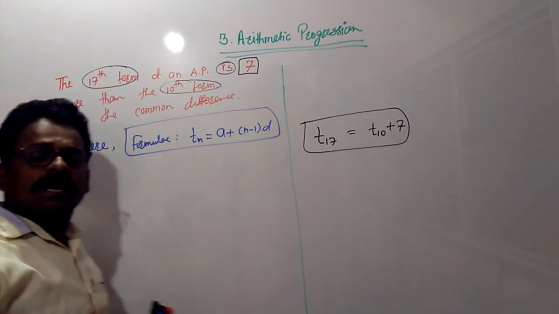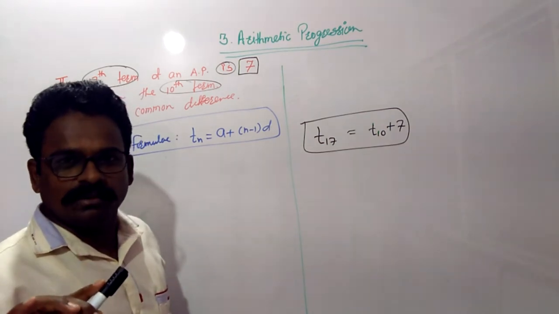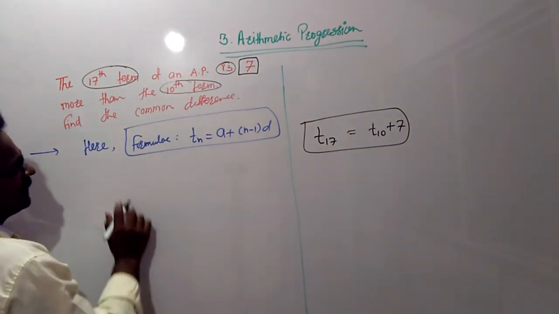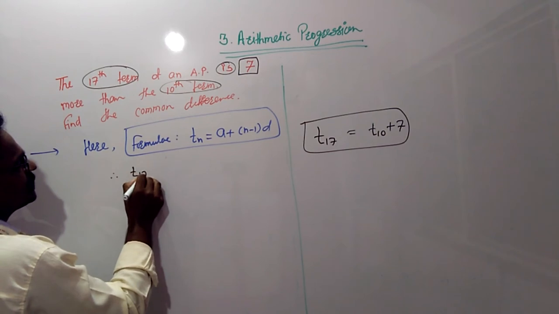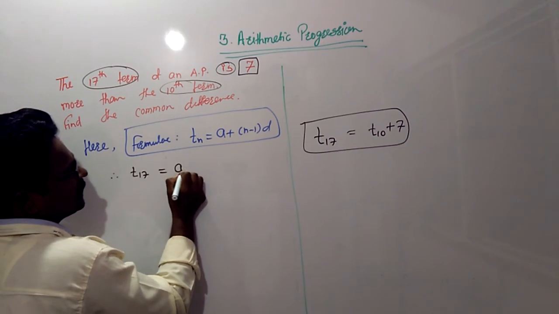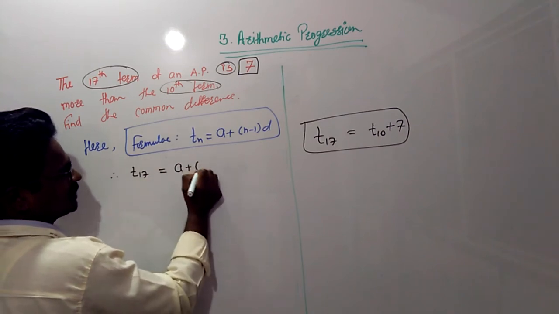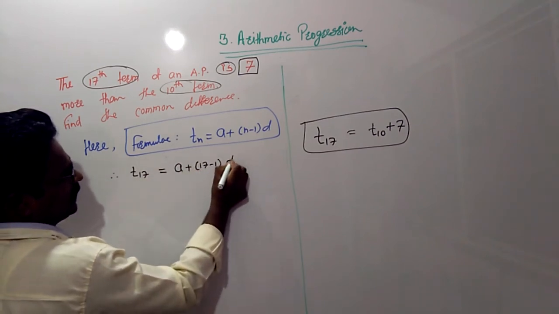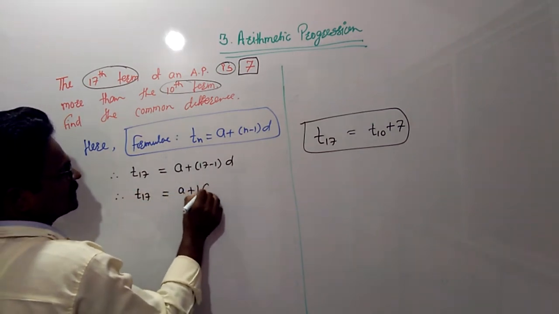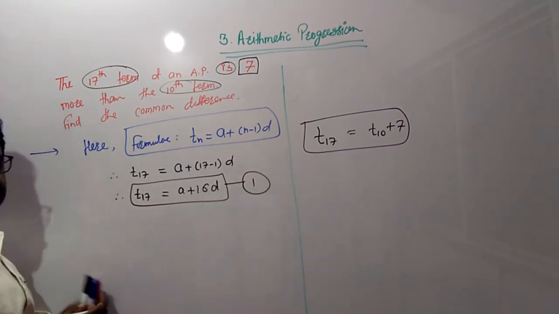Now first they told us about the 17th term. We will interpret them later. First we will check out the formula only. Therefore the 17th term, T17, is equal to a plus n minus 1, which means 17 minus 1, into d. Therefore T17 is equal to a plus 16d. This is my equation number 1.